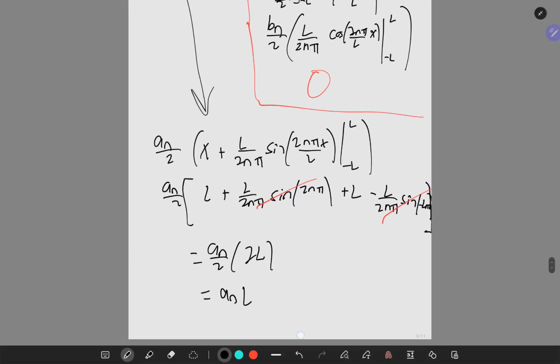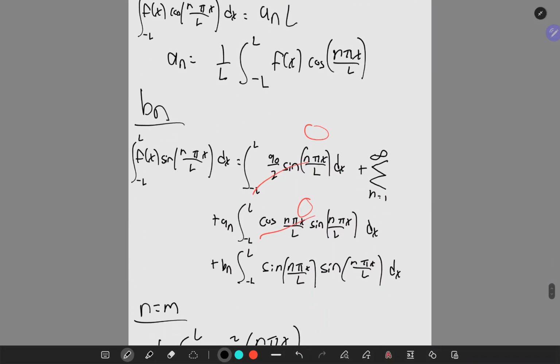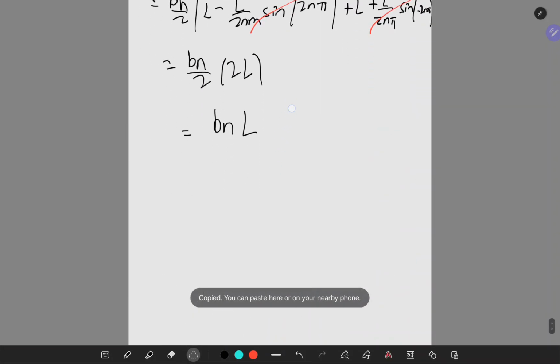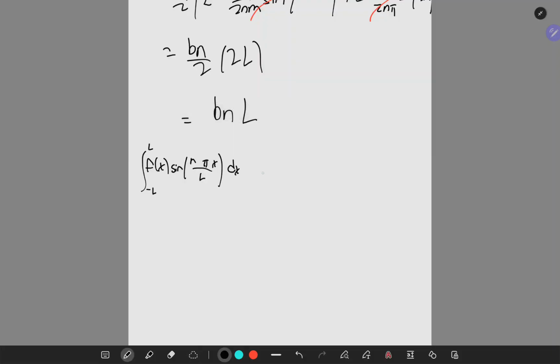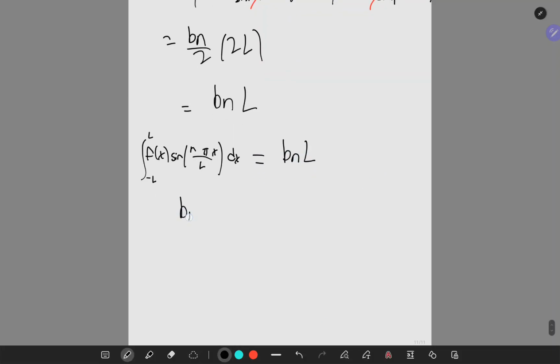If that's the case, then we are left with, where do I have it? Right here. This is equal to bn times L. So then bn is equal to 1 over L times the integral from negative L to L of f of x sine n pi x over L dx.